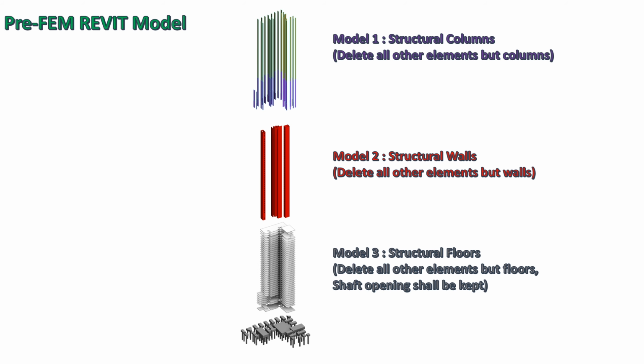At this point, we now have a complete picture of pre-finite element Revit model. Each pre-finite element Revit model shall contain only the related structural part. For example, pre-finite element Revit model for structural column shall contain only structural column. Any element other than the structural column shall be deleted. The exception is the structural floor and shaft opening could stay together.